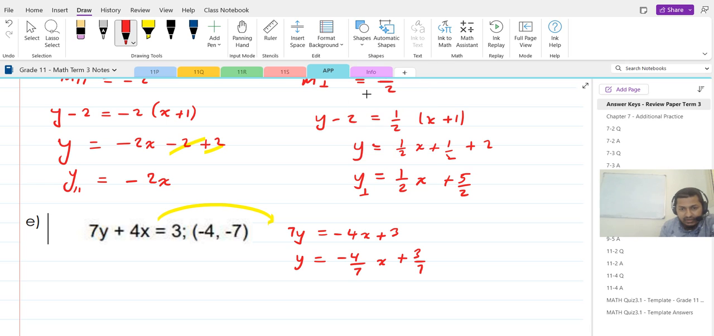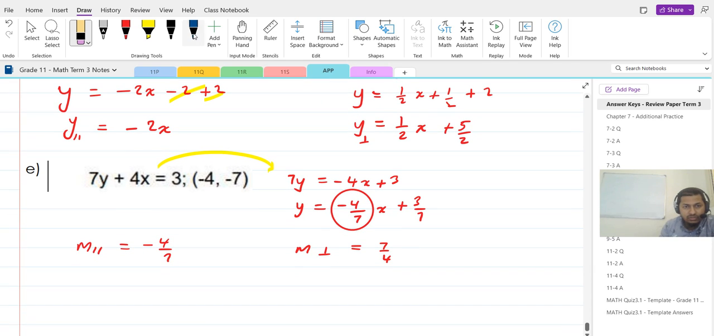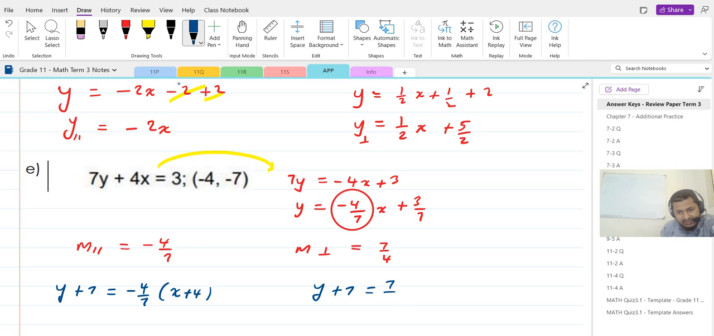So what we have here is our slope, which is negative 4 over 7. So the slope of the parallel line is negative 4 over 7, and the slope of the perpendicular line is 7 over 4. So if we solve this, y minus y1, which is y plus 7, equals negative 4 over 7 into x plus 4, and we have y plus 7 equals 7 over 4 into x plus 4.